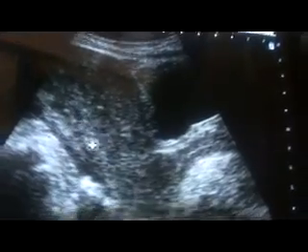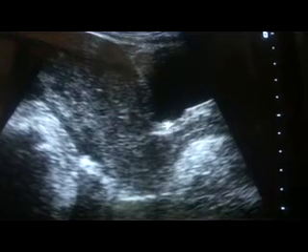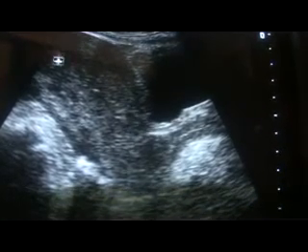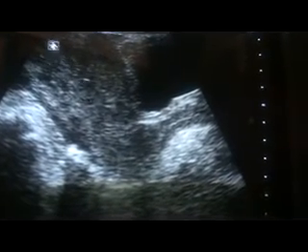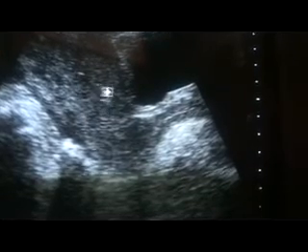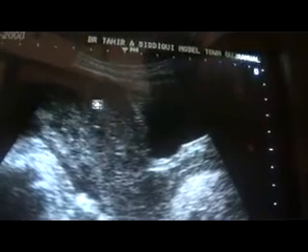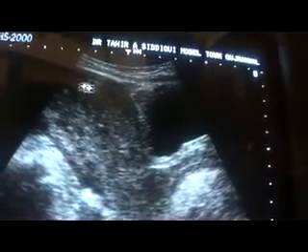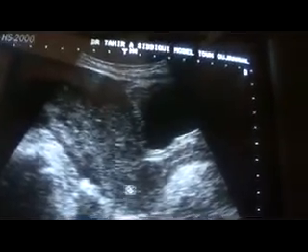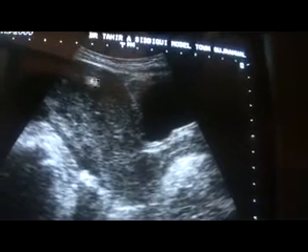a globular area which is filled with medium level internal echoes, and it gives posterior acoustic enhancement. A strong back wall is seen posterior to it, and it is separate from the uterus. This is the uterine outline. This is the posterior wall of the uterus, and it is separate from the uterus. So this is a cystic area which is adjacent to the right adnexa.